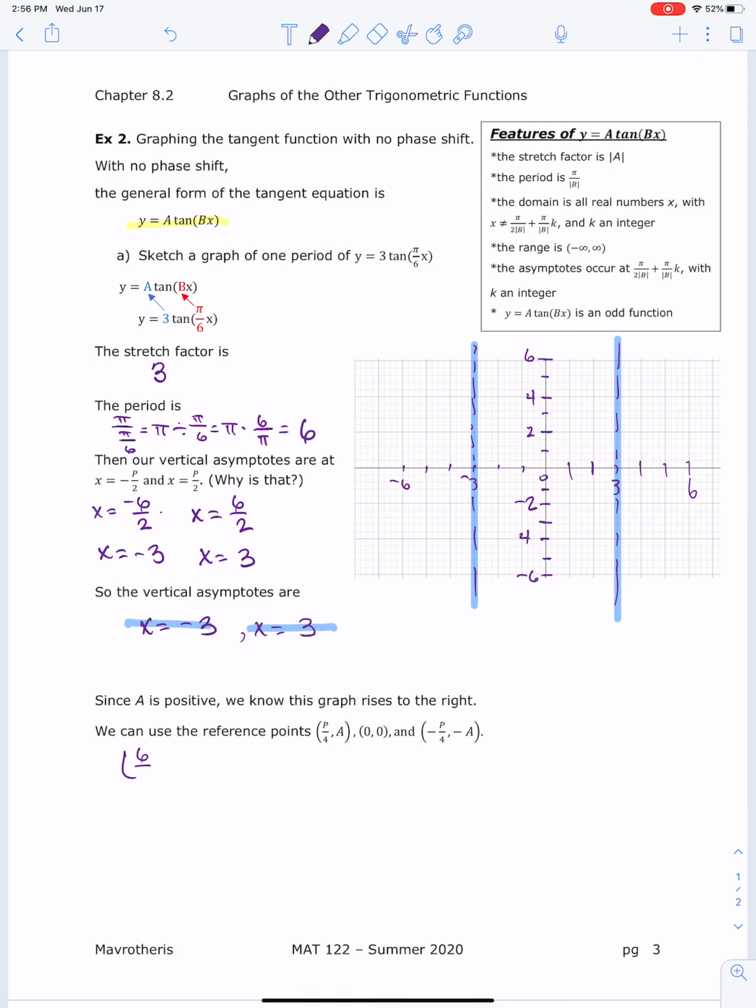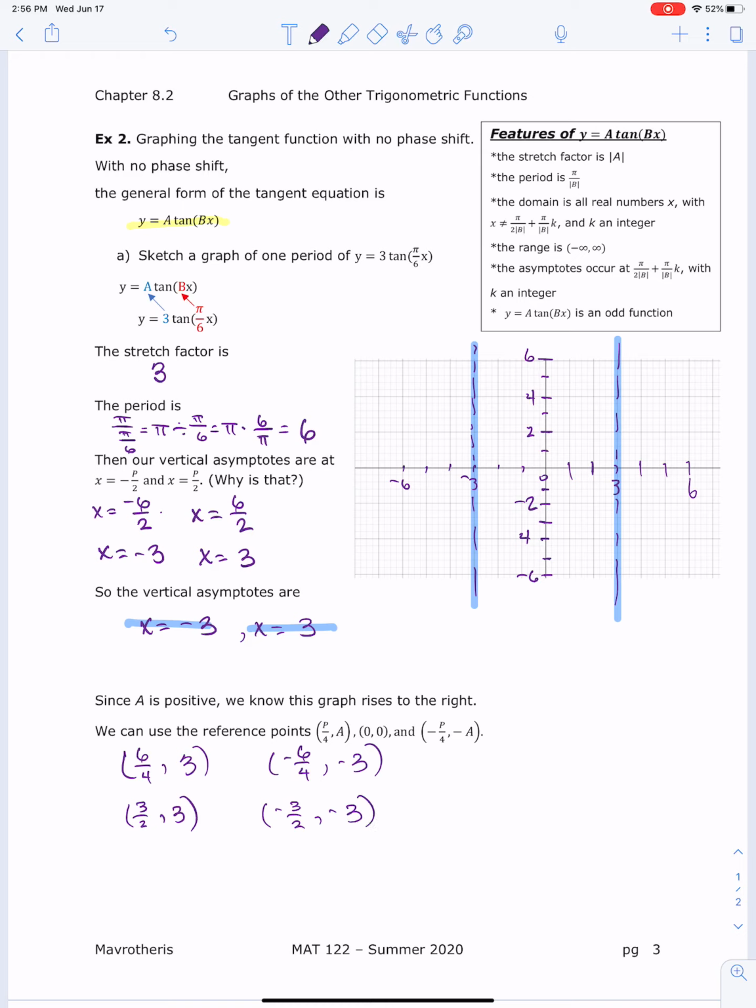So we've got 6 over 4. A is that multiplier out front. Keep in mind, I meant to make that 3 over 2. That where the tangent is 1, it's being multiplied by the 3. That's why that y value here is 3. I got negative 6 over 4, negative 3. So negative 3 halves, negative 3.